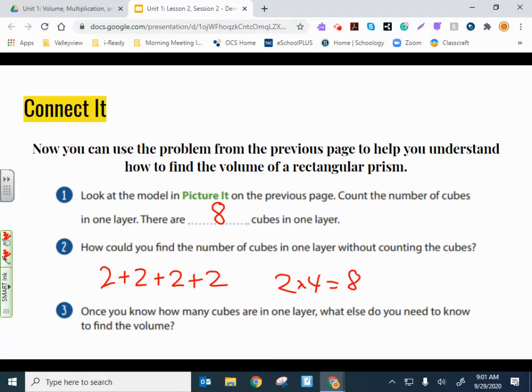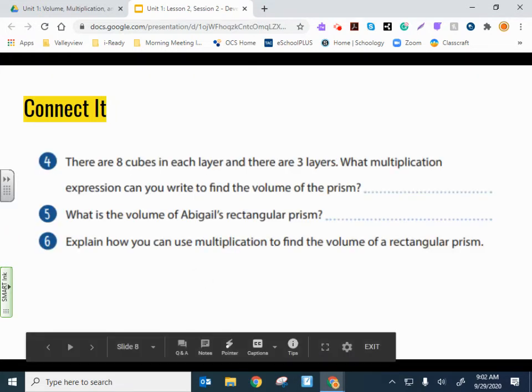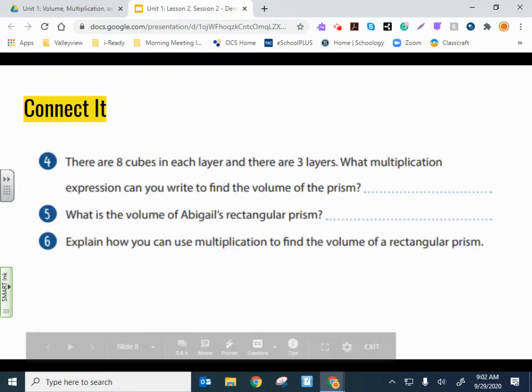Once you know how many cubes are in one layer, what else do you need to know to find the volume? You need to know how many layers. So go ahead and copy this down in your notes. Just got to know the layers and how much are in each layer. I'll erase. All right, now there are 8 cubes in each layer and there are 3 layers. What multiplication expression can you write to find the volume of the prism? That's pretty straightforward. You just do a simple 8 times 3.